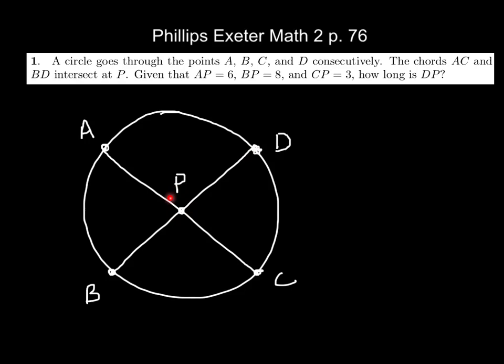Now it says given AP is 6, BP is 8, CP is 3, how long is DP? So we dealt with this cross chord idea last week. When the chords cross in the middle of a circle, we can think about this as two similar triangles. So we can do this.